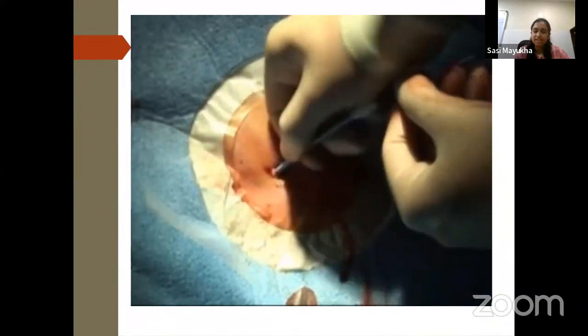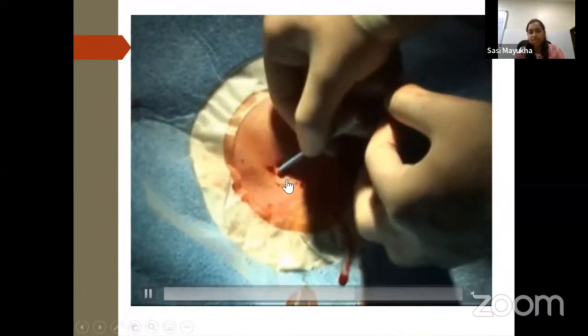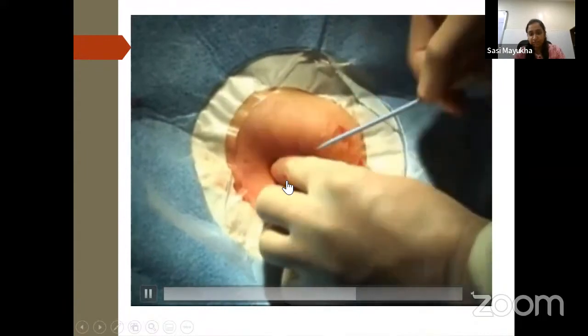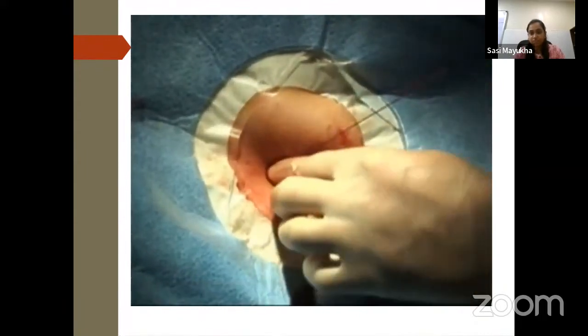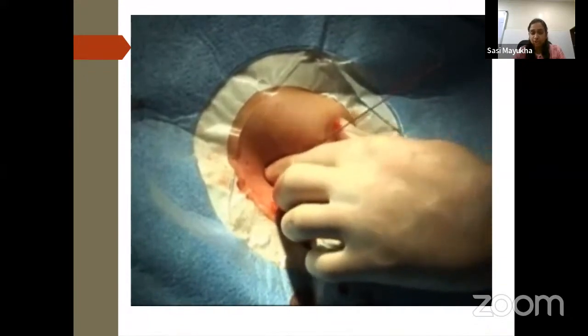So once the dilator is passed over the guide wire, here you can see how he is dilating it. The rotatory movements are very important in dilating any vein. After you have dilated it, then pass the catheter over the guide wire.